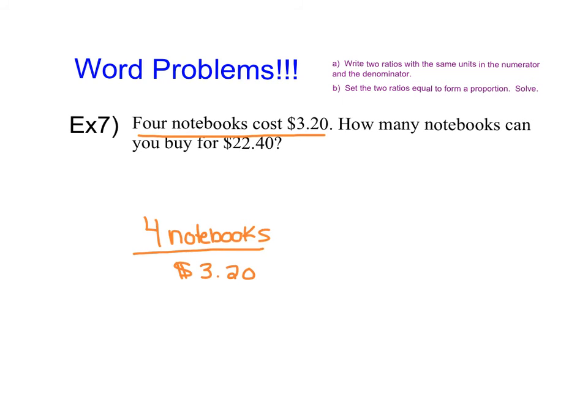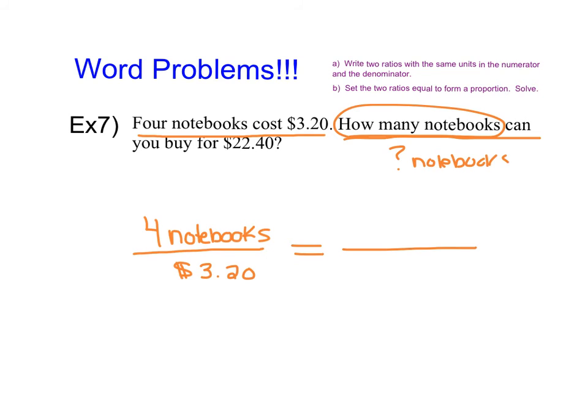Now from here, I need to make a second ratio. So I'm going to put an equal sign in the middle and put a second ratio over here. And that's going to relate to the second part of this problem. It says, how many notebooks? So how many notebooks means a questionable amount of notebooks can you buy for $22.40?